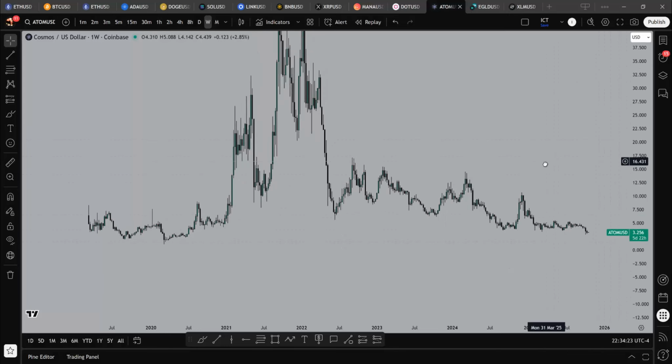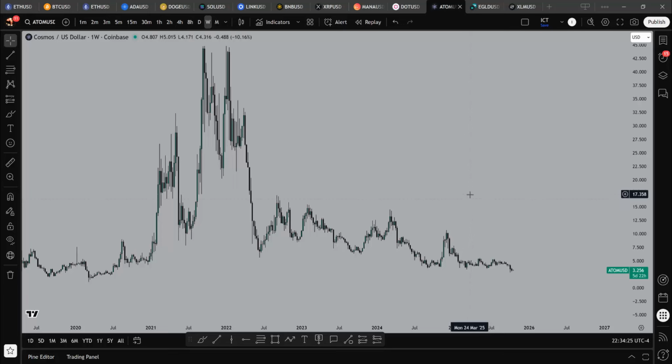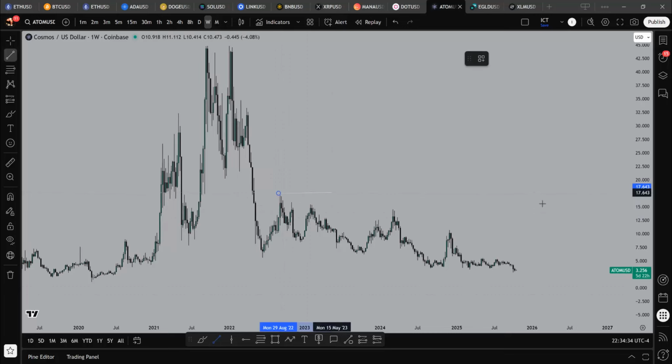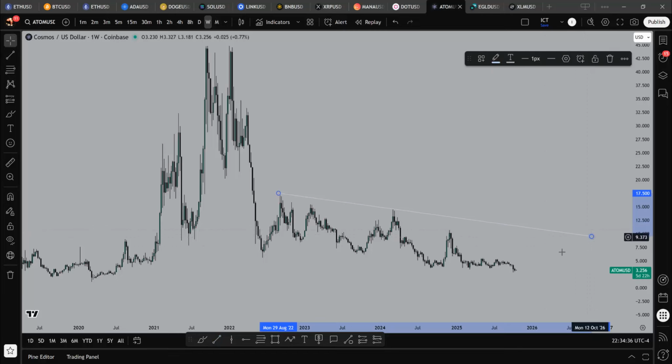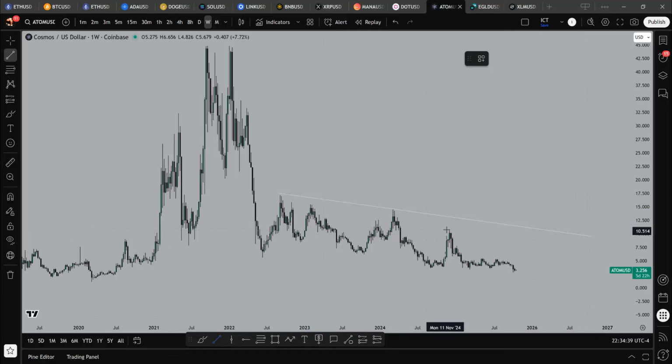Up next is Atom. I won't spend too much time on this chart. It's a lot like DOT. If you like the project, I don't advocate it. It simply was a high market top back in the day. I think a lot of altcoins are going to be easy multipliers personally. You can try to wait for this trend.